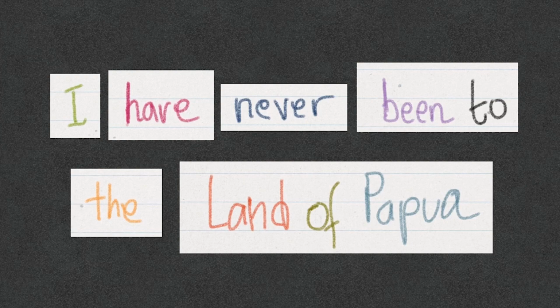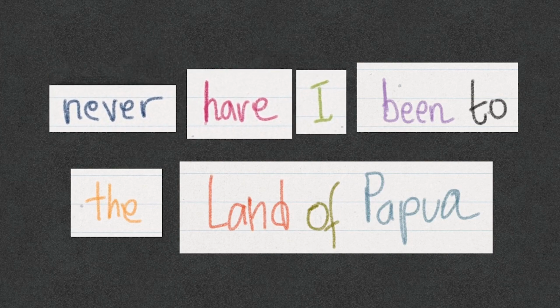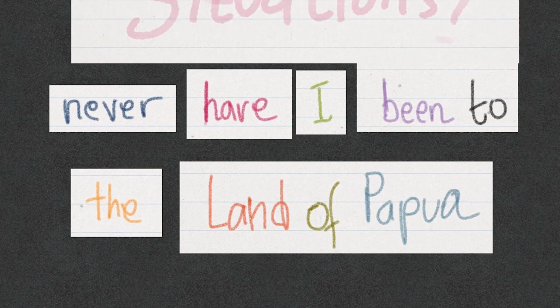In this sentence, this is a perfectly normal position, subject and verb. But you could spice things up a bit by changing the position of the auxiliary and the subject. Now you have the inverted subject-verb situation. Now the sentence reads, "Never have I been to the land of Papua." The question is now, in what situations?